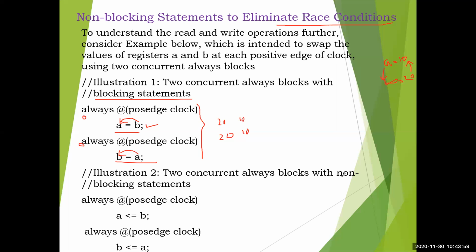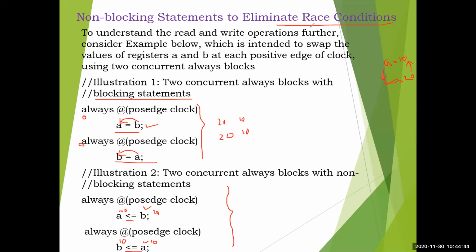So we'll take a second illustration, where we use concurrent always blocks with non-blocking assignments. Same statements: A less than or equal to B, B less than or equal to A. When you write like this, it will do the read operation first. B will be read first, it will take 20, and A will have 10. And when the positive edge of clock comes, it will do the write operation. A will be written 20 and B will be written 10. So it is swapped. A got the 20 value and B got the 10 value. Swapping is done perfectly in non-blocking. So this is the application of non-blocking assignments to eliminate race conditions.